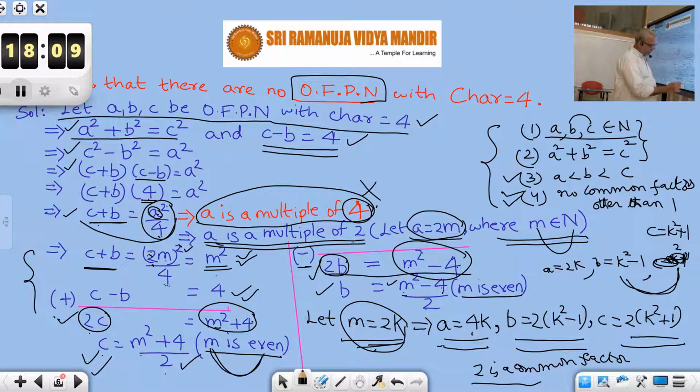So, what we are doing here by taking a is equal to 4k, b is equal to this and c is equal to this is we are taking Pythagorean numbers with characteristic 2 and multiplying them by 2 so that the characteristic becomes 4. But the common factor is not allowed for OFPN. Therefore, there are no OFPN with characteristic 4. Let us see the next example.